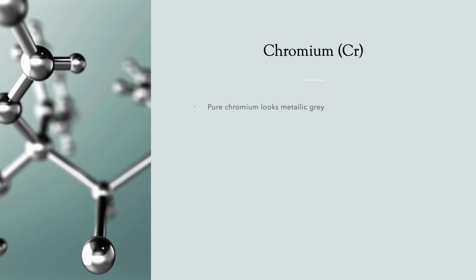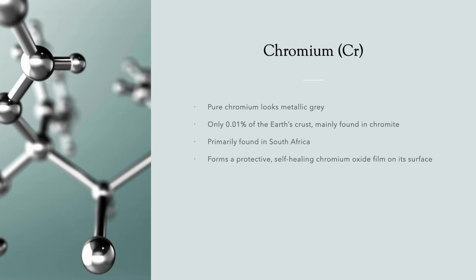Chromium. Pure chromium looks metallic gray, is only a small fraction of the Earth's crust, and is mainly found in chromite, and it is not found free in nature. Chromium is primarily found in South Africa, holding 96% of the world's known reserves.